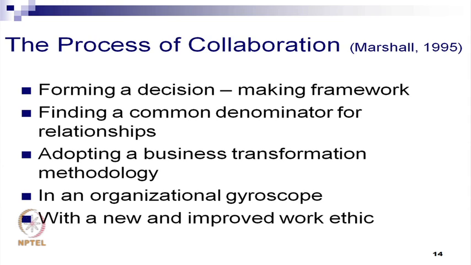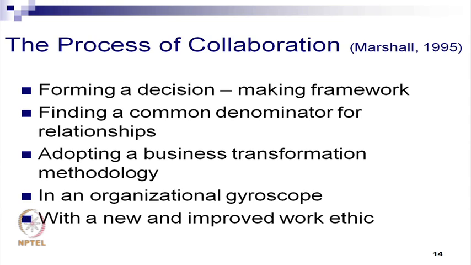You come up with a strategy to make decisions. You come up with a plan for what kind of decision needs to be made, who needs to make the decision, how, where, when, and why. And then after that is done, you find out who all are going to be working towards the goal that has been set. And at that point of time, we find a common denominator for relationships. We find out what the common ground for these relationships is.